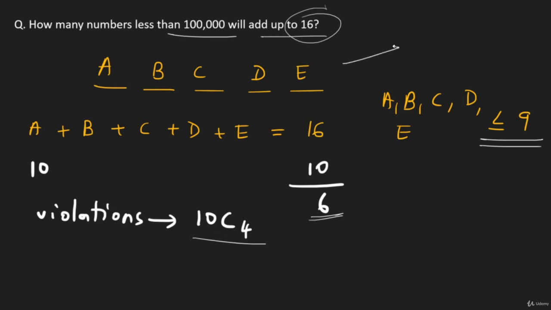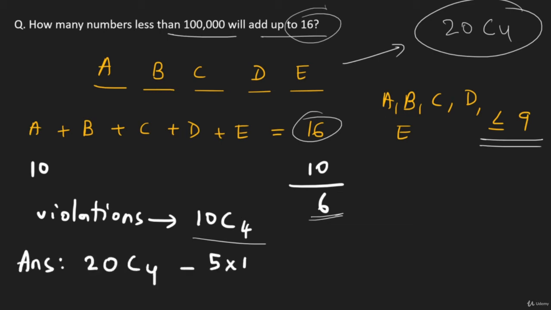Therefore, the answer is the case where no upper limit is minus the violations. If no upper limit would have been there, I have 16 dots and 4 lines, that's 20C4, right? 20 factorial by 4 factorial into 16 factorial. Therefore, the answer is 20C4 minus 5 into 10C4, and that is your answer.